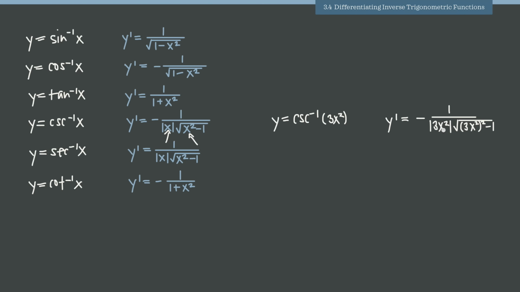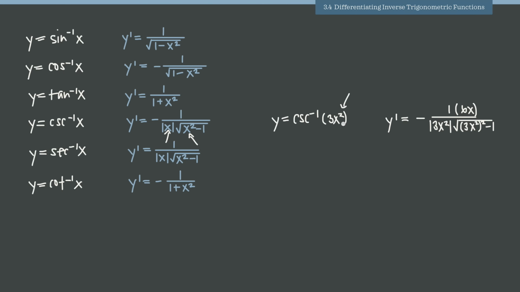Number 2, if the argument is anything other than x, like it is here, where we have 3x squared instead of just x, we need to apply chain rule and multiply by the derivative of that inside function. So the derivative of 3x squared is 6x, which means that this is actually not our derivative function. We have to multiply here by 6x, and now this is actually our correct derivative function.